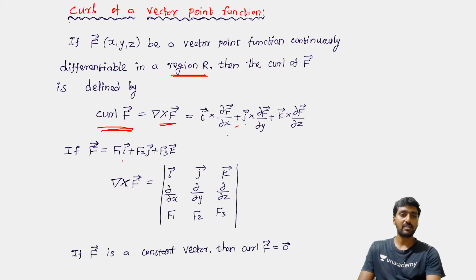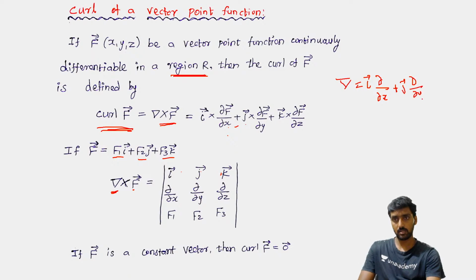If F vector is equal to f1 i vector, f2 j vector, f3 k vector, then del cross F is always taken with i, j, k in the matrix. In the del, the i vector coefficient is dou divided by dou x, because del is equal to i vector into dou divided by dou x plus j vector into dou divided by dou y plus k vector into dou divided by dou z. Curl of a vector point function.